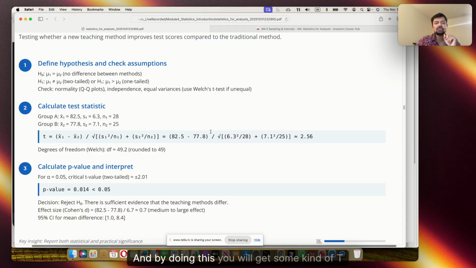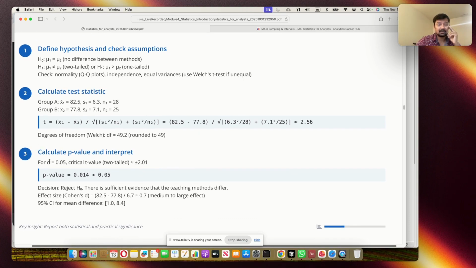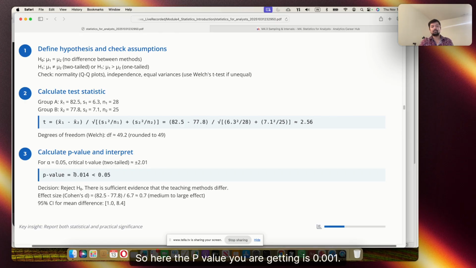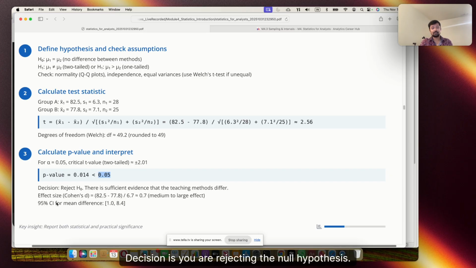By doing this, you will get a t statistic, and as I described earlier, from the significance level you compute the critical t value, and from the critical t value and the significance, you get the p-value. Here the p-value you are getting is 0.001, which is less than 0.05. That means the difference between the two tests is significant, so you can reject the null hypothesis. The decision is to reject the null hypothesis. Your effect size is again the mean minus mean divided by 6.7, which is a medium to large effect size.